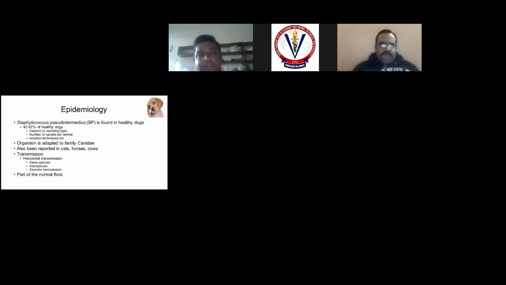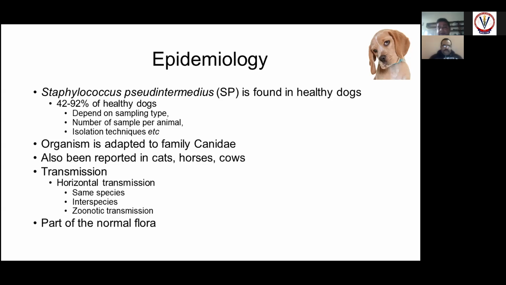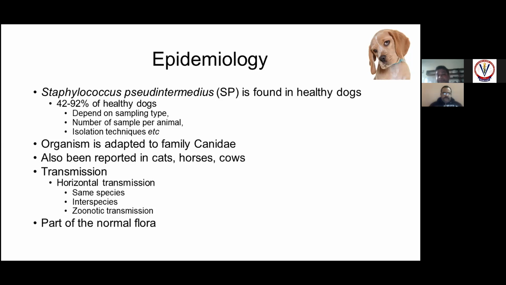If you look at the epidemiology, Staphylococcus is commonly found in healthy dogs. It can be 40 to 90 percent, but this percentage is really different based on the technique. Maybe it depends on the sampling type, whether we get a sample from the pharynx or anal swabs, and also the number of samples per animal. Sometimes we have to get more than one sample per animal, and also some isolation techniques. So the percentage varies with all these factors, and we cannot say which one is right and the other one is wrong, considering all these factors.